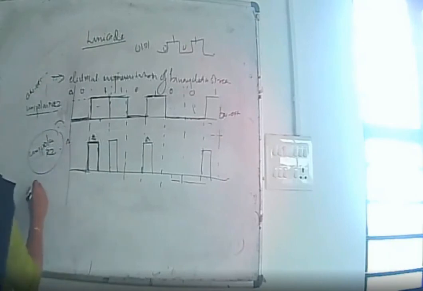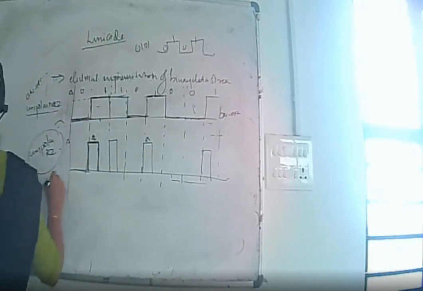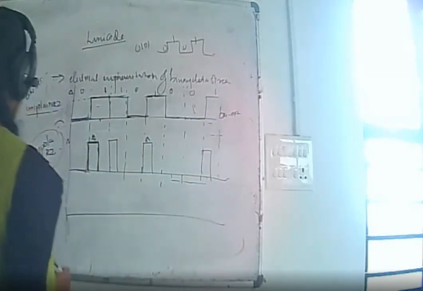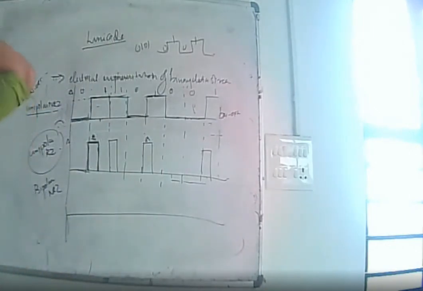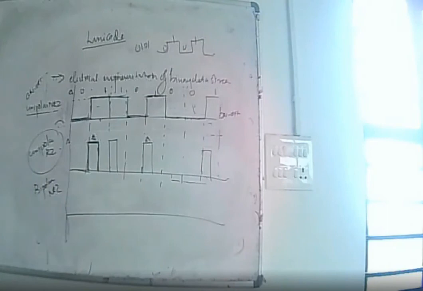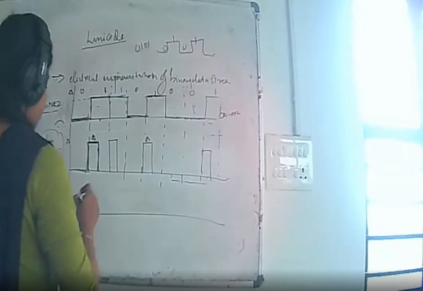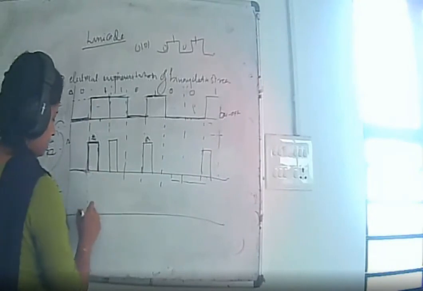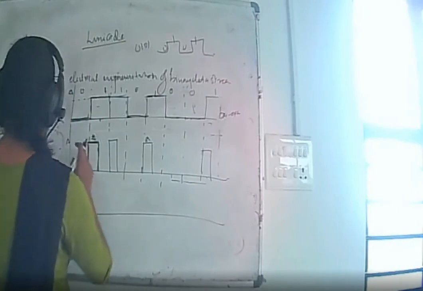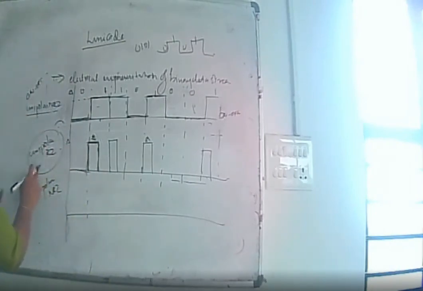And next is bipolar non-return to zero. In this case, here there are 3 amplitude levels. The positive and negative pulses are used alternatively for symbol 1. Here, to transmit symbol 1, same as that of unipolar return to zero.